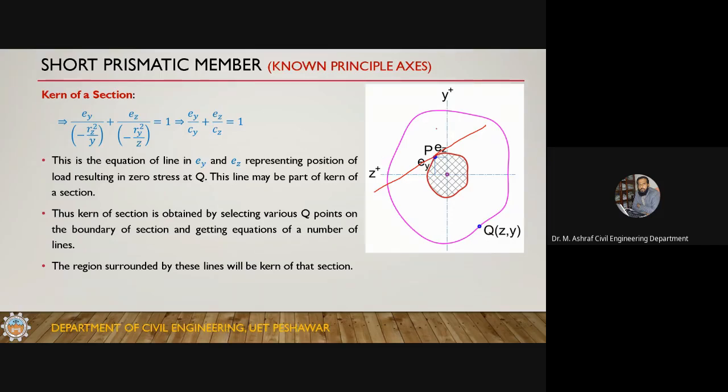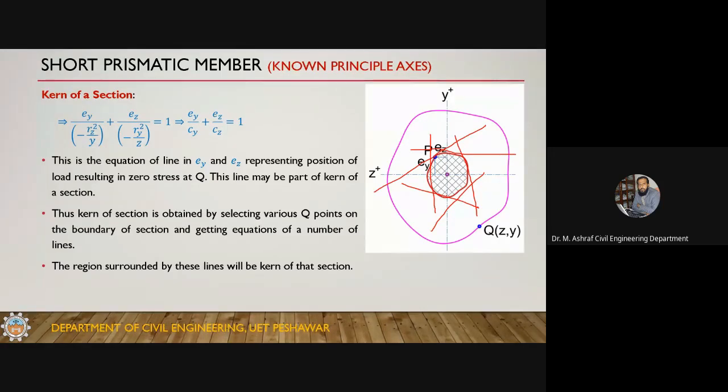You cannot move the load to this side. You can move the load to this side. So the kern is towards the right. Similarly, you get a number of lines, a line here, a line here, a line here, and the area enclosed by these lines will be the kern of this section. You should have enough points to cover the whole cross section.